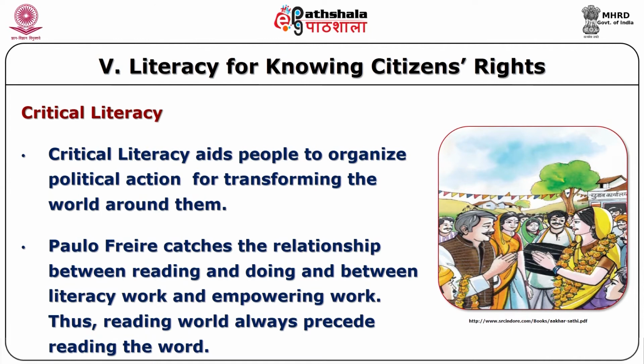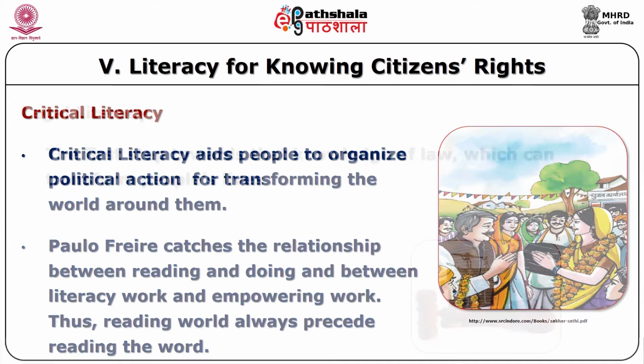So, in critical literacy, people become aware about the situation around them. Critical literacy aids people to organize political action for transforming the world around them. In this image, you can see that people have gathered together and they are discussing how to come out of their deprived situation. So, Paulo Freire catches the relationship between reading and doing, and between literacy work and empowering work. Thus, reading the world always precedes reading the word. Means first you should have knowledge of the word, then only you can think about changing the world around you. So, this was the theme which was given by Paulo Freire.